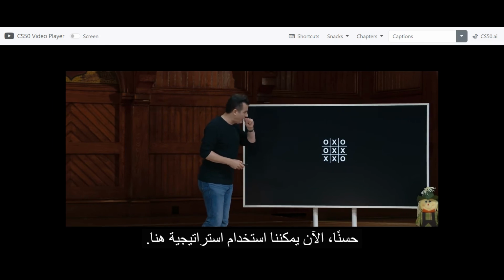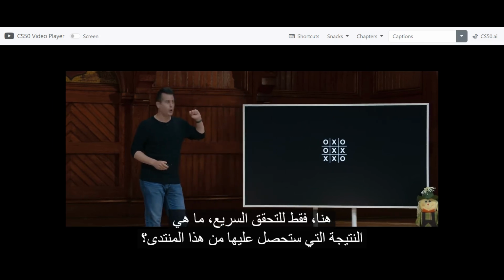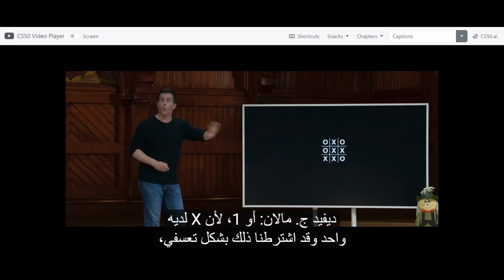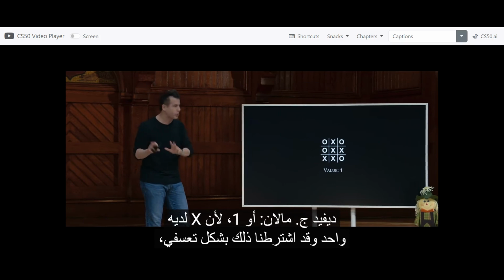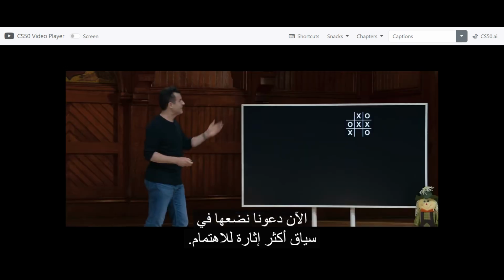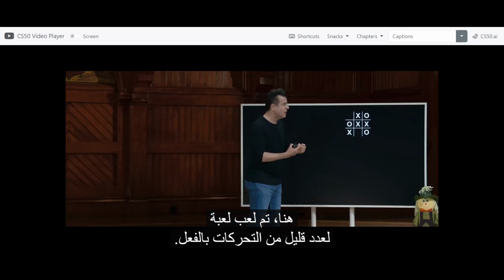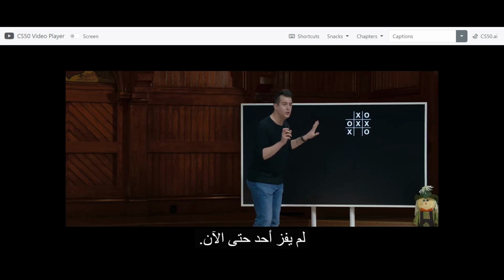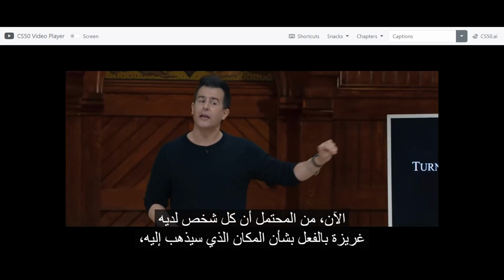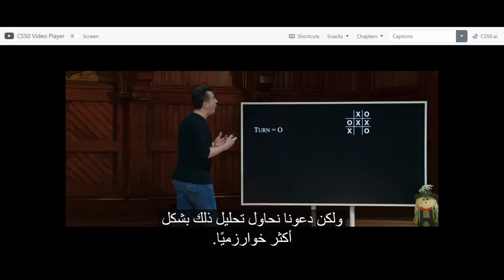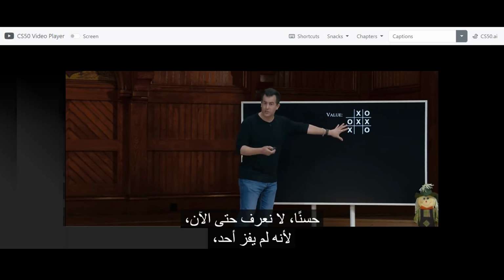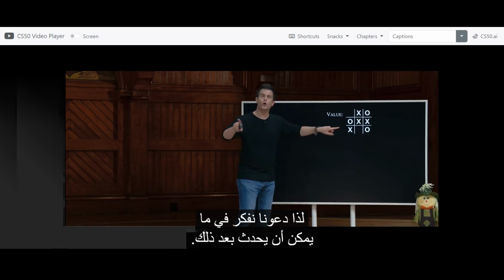Well, now we can sort of employ a strategy here. Here, just as a quick check, what would the score be of this board? Just so everyone's on the same page. So 1, because X has won, and we just stipulated arbitrarily, this means that this board has a value of 1. Now let's put it into one more interesting context. Here, a game has been played for a few moves already. There's 2 spots left. No one has won just yet. And suppose that it's O's turn now. Now, everyone probably has an instinct already as to where to go, but let's try to break this down more algorithmically. So what is the value of this board? Well, we don't know yet, because no one has won. So let's consider what could happen next.